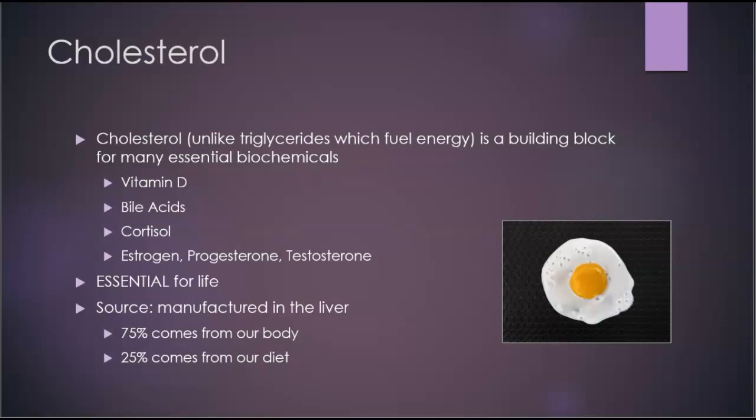Unlike triglycerides, which fuel energy, cholesterol is a building block for many critical biochemicals that we need in our body. It's a building block for vitamin D, for bile acids, which help us with food digestion, for cortisol, which helps us with fight or flight, and for estrogen, progesterone, and testosterone. It's essential for life. And because of that, our bodies make a lot of what we need. 75% comes from our body, manufactured in the liver, but 25% comes from our diet.